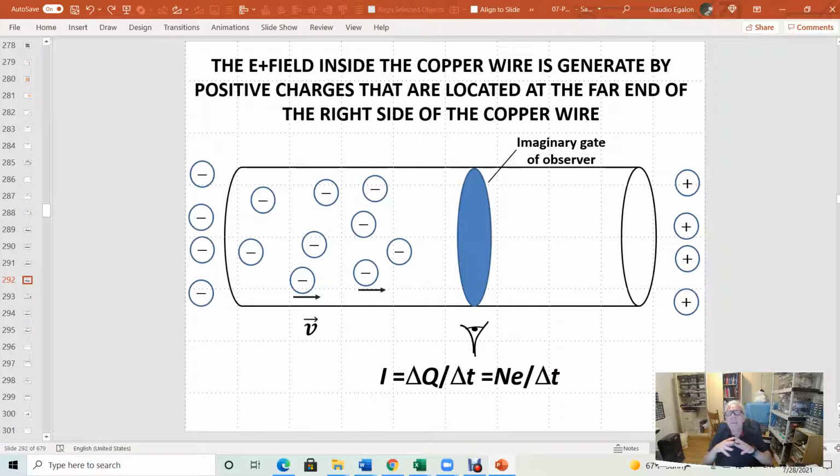It's a very simple concept. And the charges are moving in tandem to the right because we have that battery that you connect to this copper wire that has some resistance, by the way. That's the picture you must have.